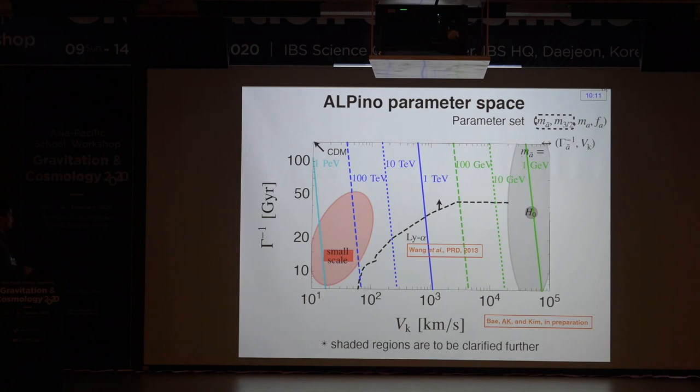And anyway, our interesting lifetime is around the age of the universe, say 10 giga year to 100 giga year. But the kick velocity should be tuned depending on which problem you are interested in. If you'd like to explain the disagreement of the measured value of H naught, then you have to take the kick velocity very close to the speed of light.